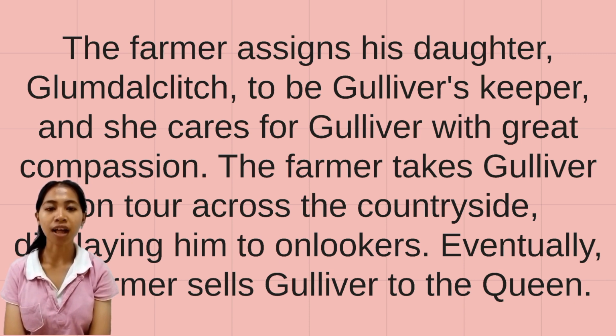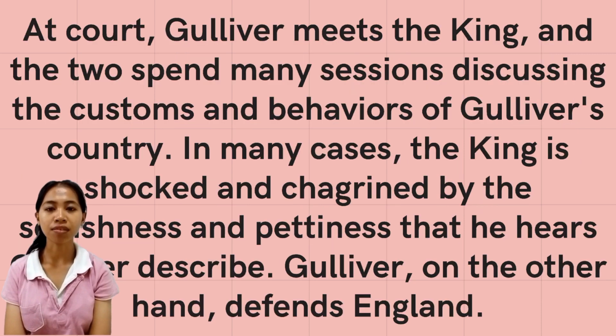The farmer takes Gulliver on a tour across the countryside, displaying him to onlookers. Eventually, the farmer sells Gulliver to the queen. At court, Gulliver meets the king, and the two spend many sessions discussing the customs and behaviors of Gulliver's country. In many cases, the king is shocked and chagrined by the selfishness and pettiness that he hears Gulliver describe. Gulliver, on the other hand, defends England.